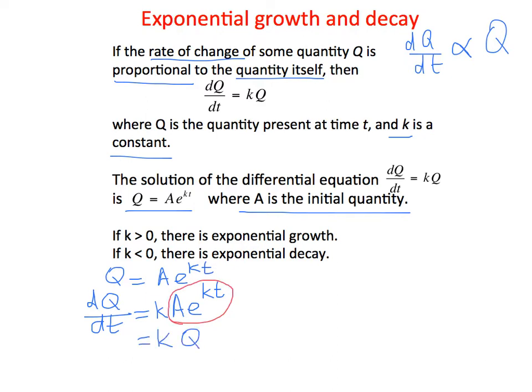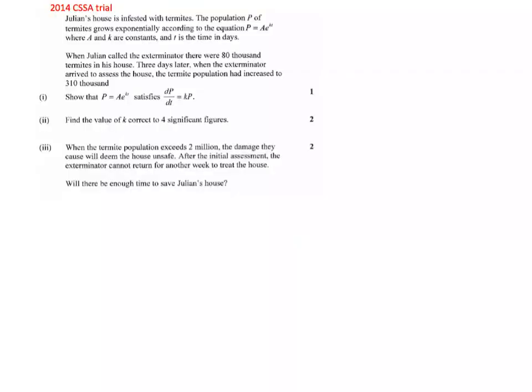And that's our equation that we originally started with, dQ/dt equals kQ. So that's why Q equals Ae to the kt is a solution of that equation. We've already talked about when k is greater than 0, you get exponential growth, and when k is less than 0, you get exponential decay. Let's have a look at an example from the 2014 trial last year.